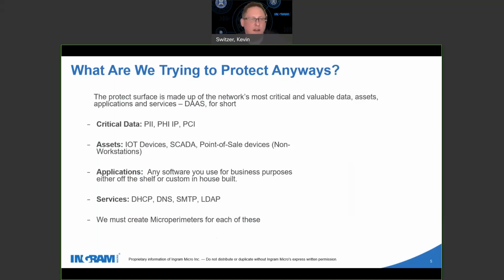So all these things that we identify and categorize, least important to most important, is going to make up our DAS. Now, for each of these categories, we then must create a micro perimeter.